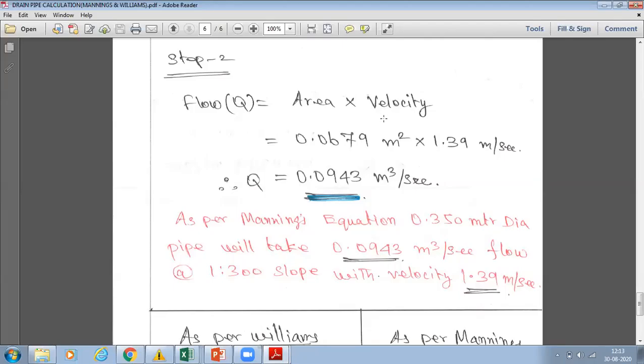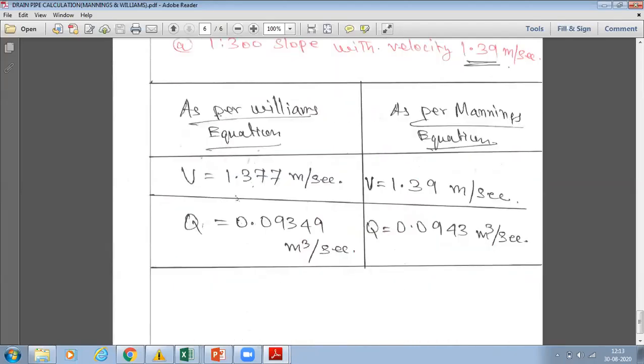Now we can compare both answers. As per Williams' equation, the velocity is 1.377. As per Manning's equation, the velocity I get is 1.39. Both are almost equal. If you round it, 1.38 comes here and 1.39 comes there, only about 0.01 variation. So both are almost the same, with some 5% variation. Both you can use for calculating the underground pipe size.